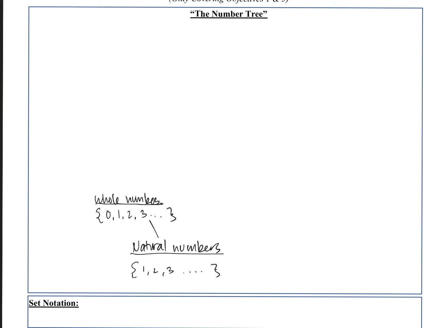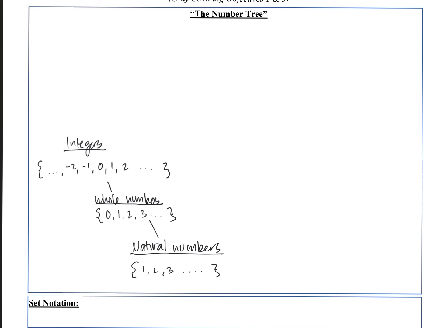Now, the next group of numbers that contains whole numbers and natural numbers is called the integers. The only difference with integers is it also contains the negative numbers. So we can go -2, -1, 0, 1, 2, and so on. So inside of integers we have natural numbers, whole numbers, and so on.